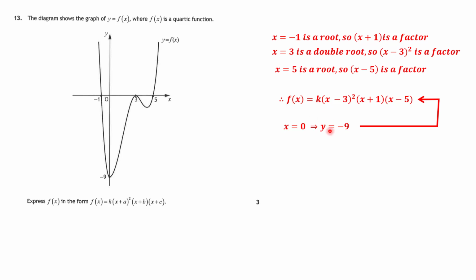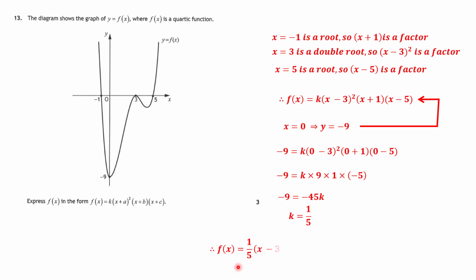Of course, f of x is the same as y, so we can say -9 is k times 0 minus 3 all squared, 0 plus 1 times 0 minus 5. So let's tidy up the right hand side. K stays as k, minus 3 all squared is 9, 0 plus 1 is 1, and 0 minus 5 is -5. And we multiply out the right hand side now to get the answer -45k. So -9 equals -45k, divide everything by -45, and we get k equals 1 over 5. Because a negative by a negative is a positive, so that's why there's no negative here.